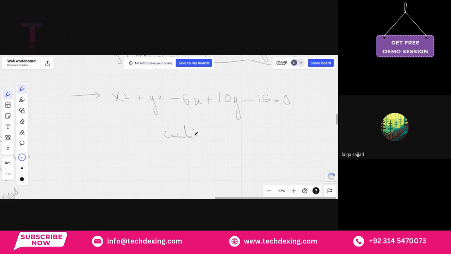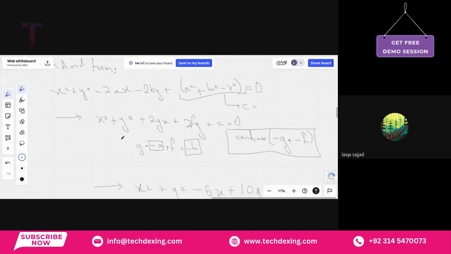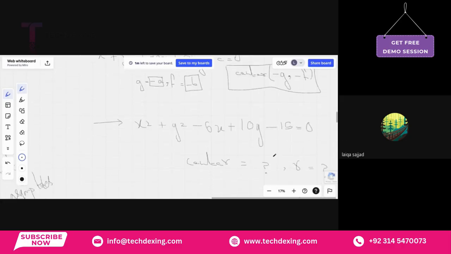You have to find the center and the radius as well. So which form is this one? Is it the standard form or the general form? Yes, this is the general form. You're given it in this form. This is what we call the general form.